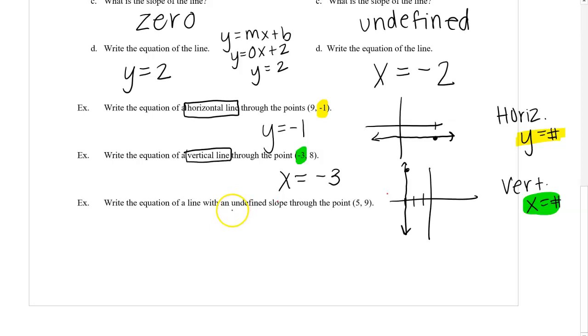For the last example, they're just telling you that it's an undefined slope. This tells you that you have to think a little bit harder and decide which type of line has an undefined slope. A vertical line has an undefined slope. So since we know we're dealing with a vertical line, we want it to be x equals a number, and the x value of that point is 5. So we get x equals 5.